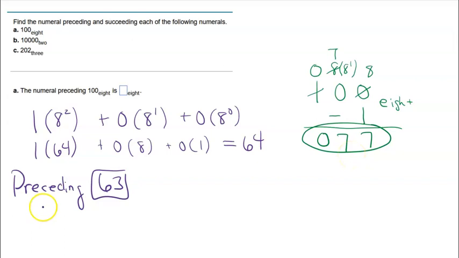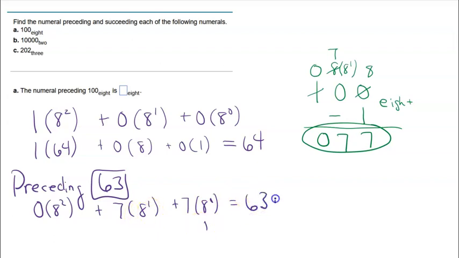So this would be 0 times 8 to the second plus 7 times 8 to the first plus 7 times 8 to the 0 power. We just need to check, see if that's 63. So that's 0 plus 56 plus, remember, that's a 1 right there. That's really equivalent to 1. So 56 plus 7 is 63. It checked out. Okay, so this is the preceding number.